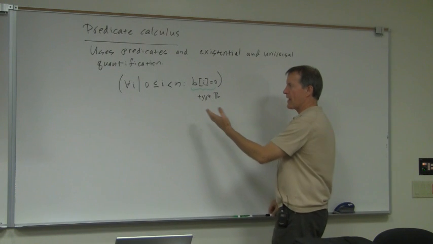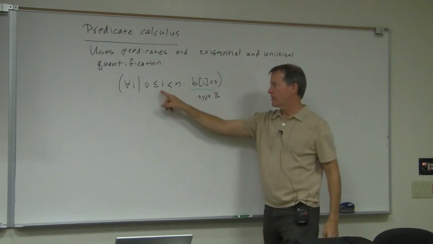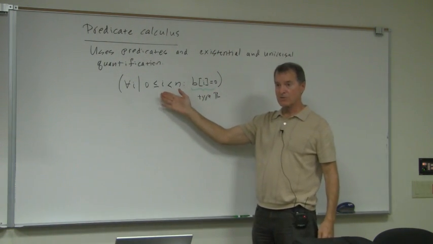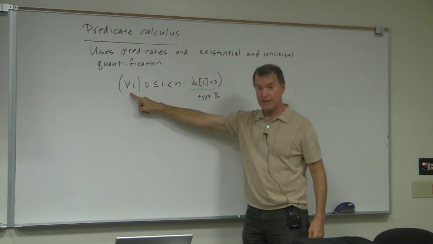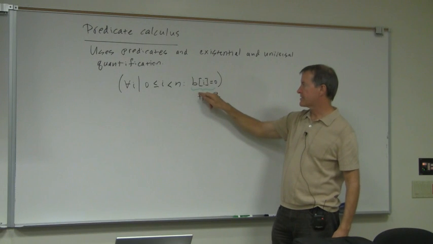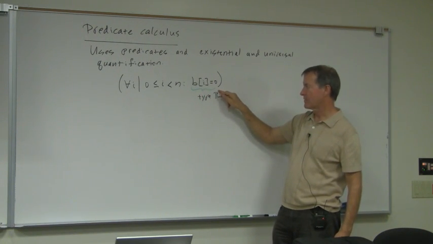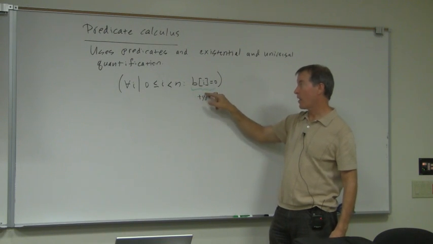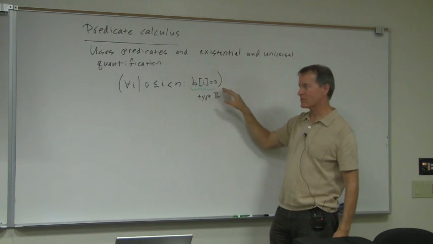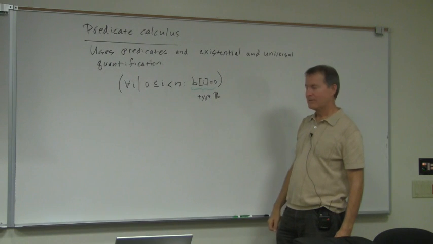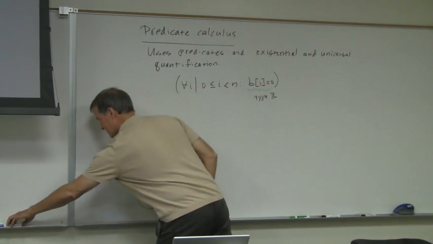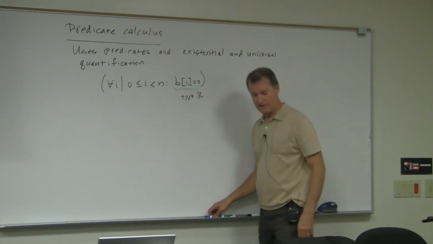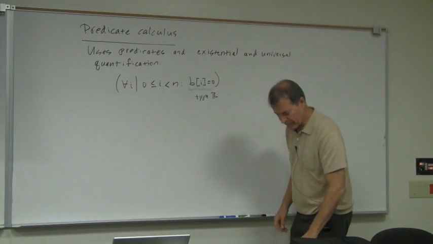So if you were just to expand this out, what would this be? The possible values of I are 0, 1, 2, etc. And for all is and, right? So it would be B sub 0 equals 0, and B sub 1 equals 0, and B sub 2 equals 0, and etc. All right? So this is an example.